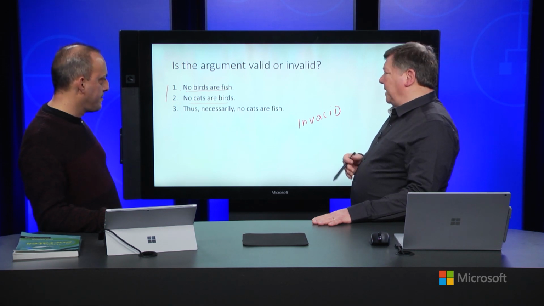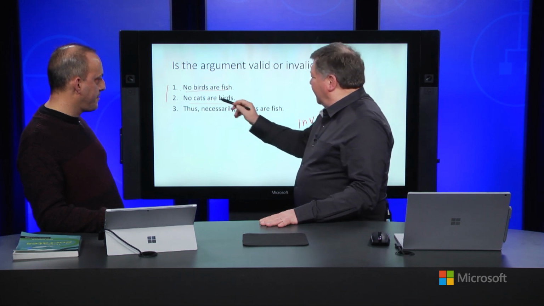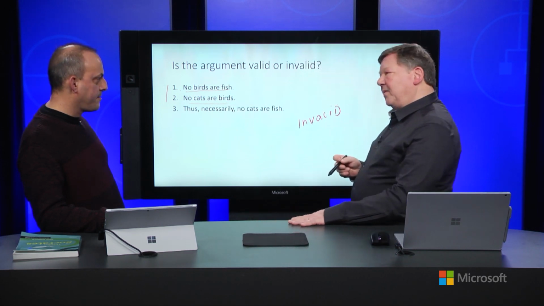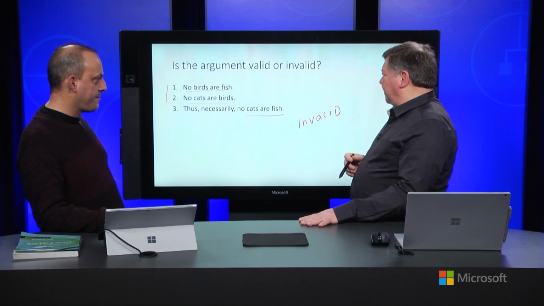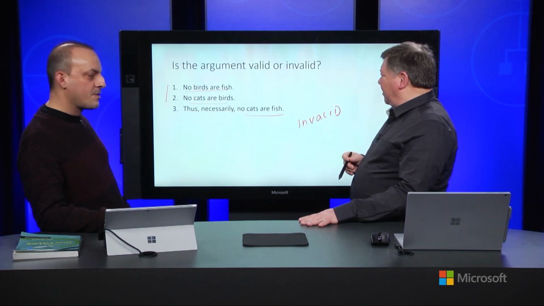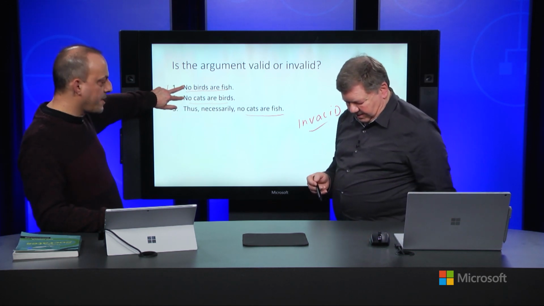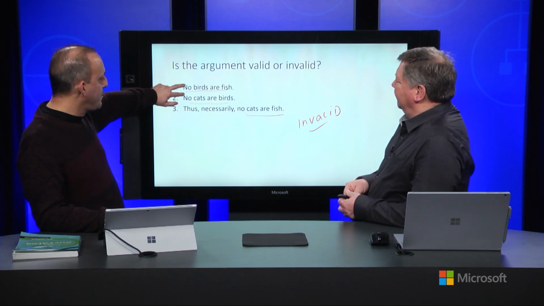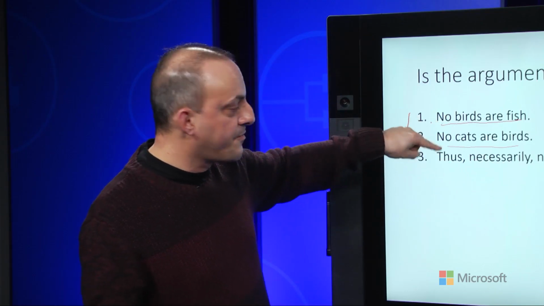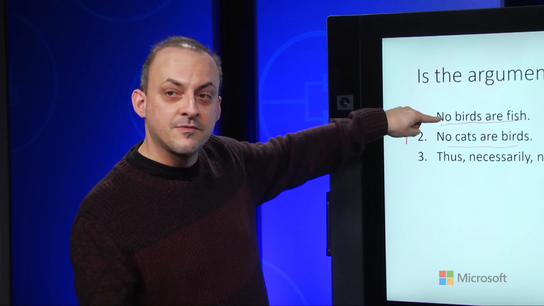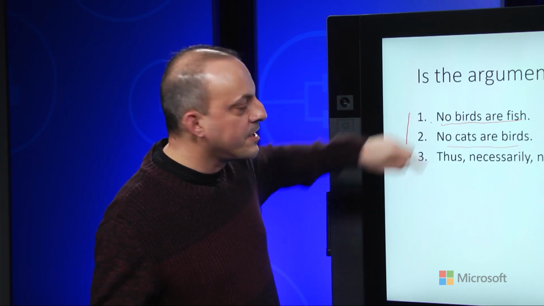Correct. They're not relating to each other. Just because there's no birds that are fish and there's no cats that are birds, it does not follow. It's not conclusively proven that no cats are fish. So this is an example of an invalid argument. So the point is that even though these are stating true facts, they're not related to each other in the right way to draw this conclusion. It doesn't make these facts false. It doesn't make the statements false. It just means that you can't get to this statement by believing these two are true.